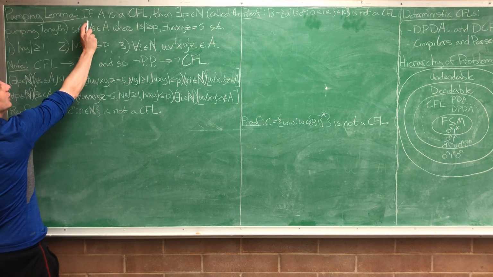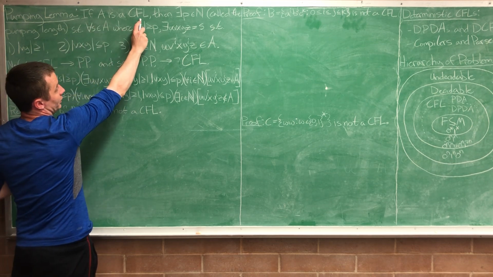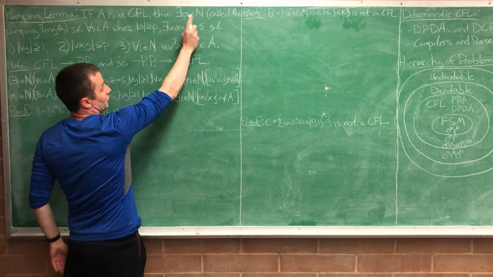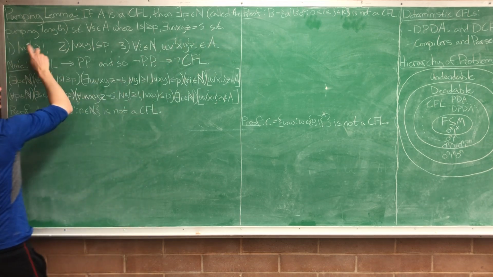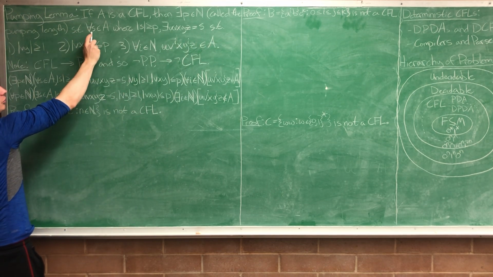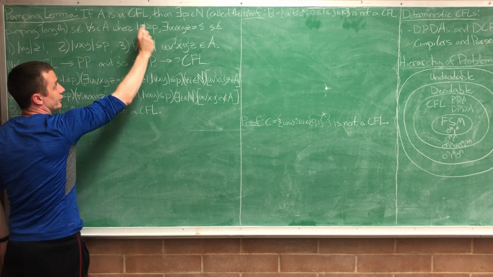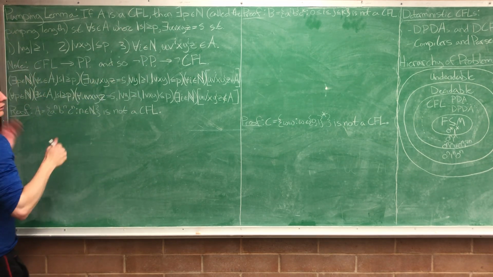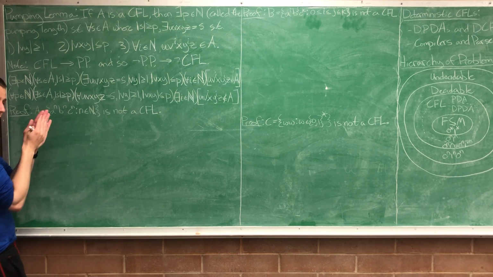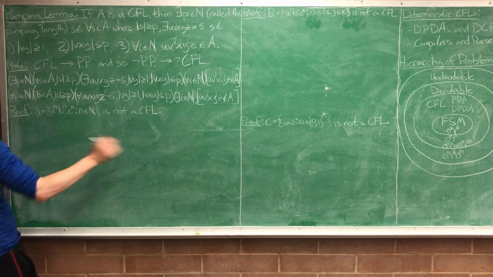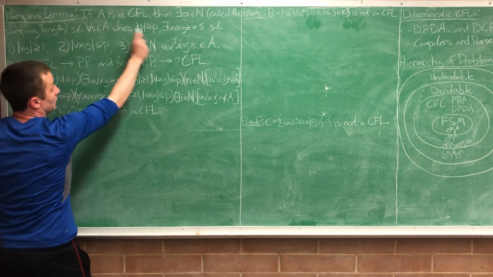In essence, it said, if A is a context-free language, then there exists some number p, which we call the pumping length, such that for any string in the language where the length of the string is greater than or equal to the pumping length, the string can essentially be pumped up. We essentially said long strings can be pumped up. Now, what do we mean by that?